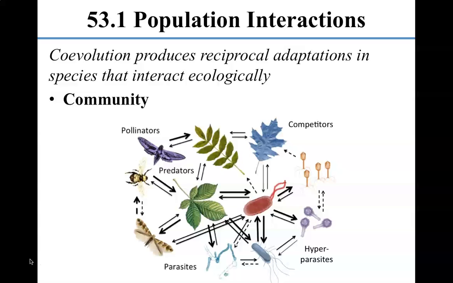They're interacting. So some of them they're eating other species. Some of them are being eaten by other species. Some of them are parasitizing other species. Some of them are helping other species. There's lots of ways that they can interact. And so this chapter is going to focus on all the interactions that members of a community can have.